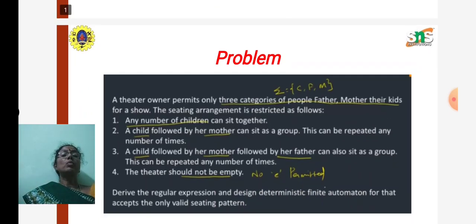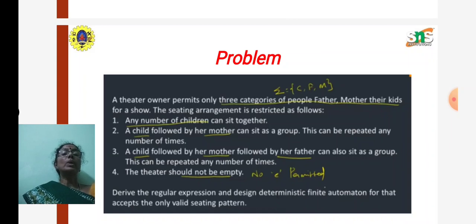There is a theater owner. That theater owner permits only three categories of people, that means a father, mother and their kids, for a show. The seating arrangement is restricted as follows. The first option: any number of children can sit together.